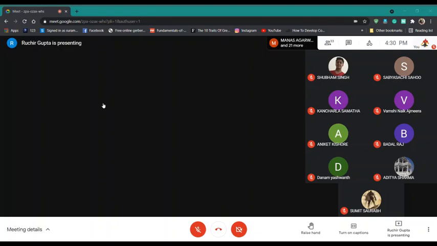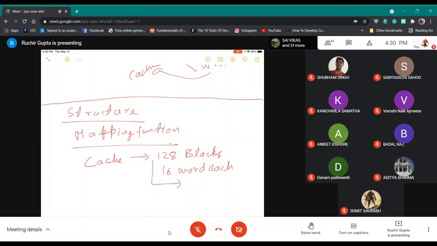And then, what will be the cache memory size here? Can somebody tell me? What will be the cache memory size here?